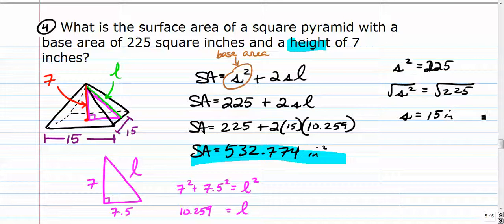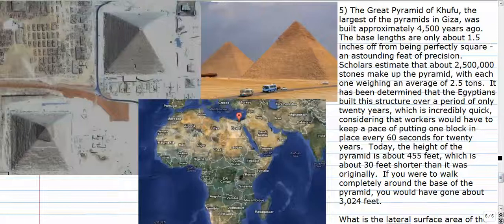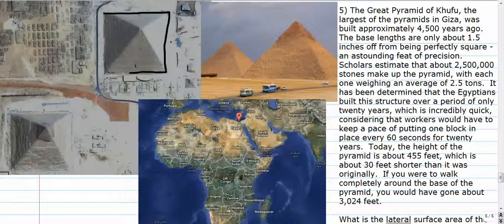Last one, number 5. We're going to look at some actual pyramids. These are real statistics for the pyramids in Egypt. So let's read this here. The Great Pyramid was built about 4,500 years ago, and the base lengths are just about perfectly square. For our purposes, we're going to assume that they're perfect squares, even though they're not quite exactly perfect, but they're pretty darn close. In other words, these angles are all right angles and all these segments are the same.